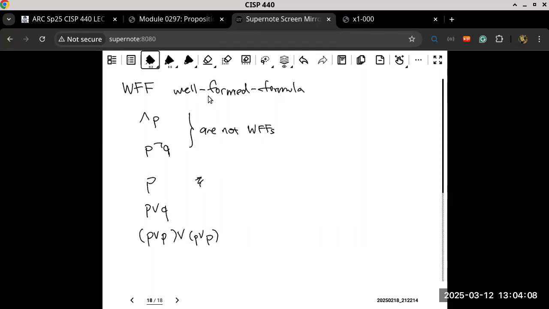But remember, in propositional logic, we do not look at the meaning of things. We do not look at the semantics of things. We only focus on the syntactical aspect of things. So are we good so far? We are setting up the grammatical rule for what is a grammatically correct Boolean expression. Is that okay?